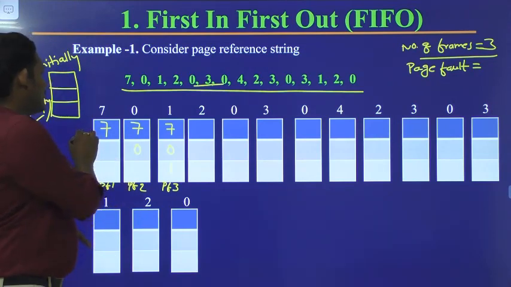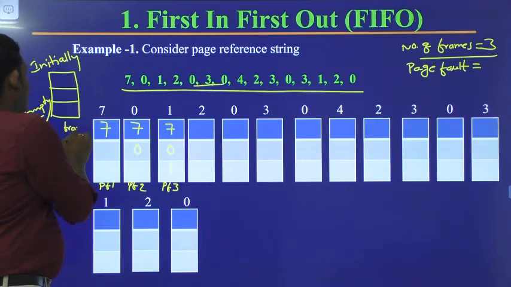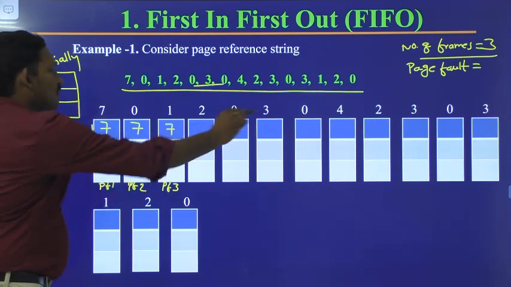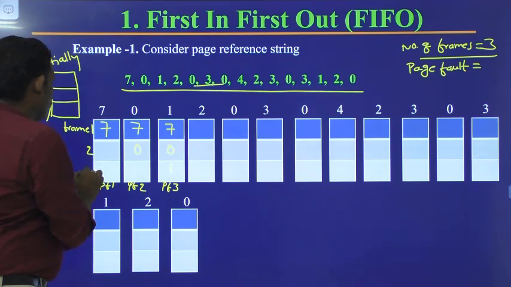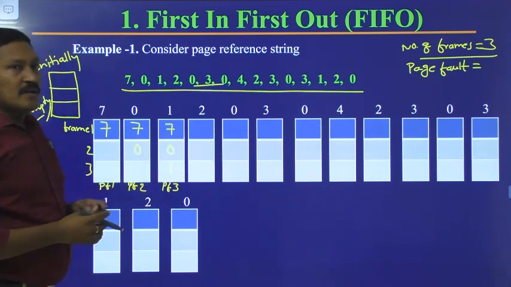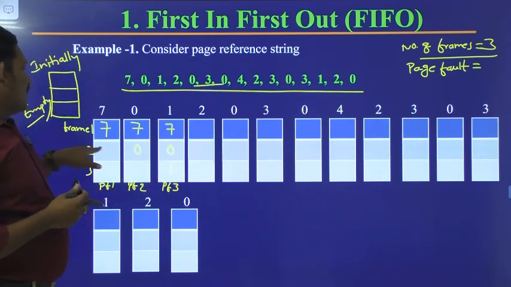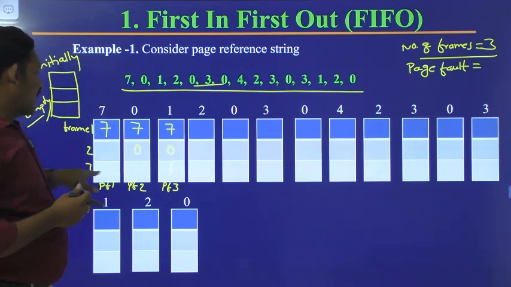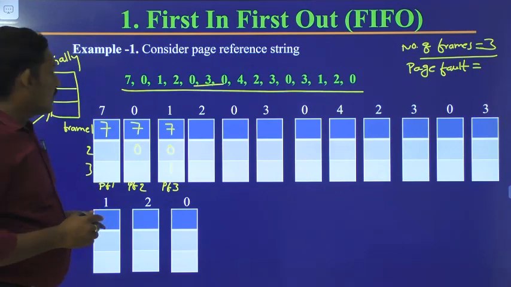So this is frame 1, this is frame 2, and this is frame 3. First we inserted frame 1, next we inserted frame 2, next frame 3.